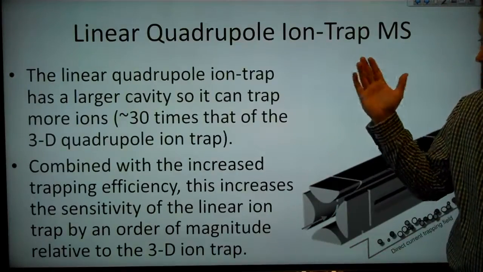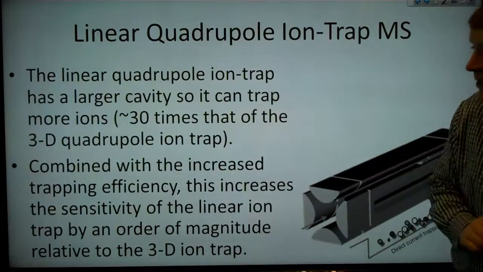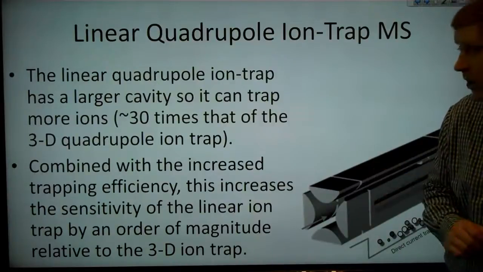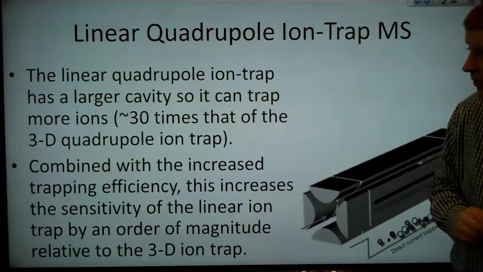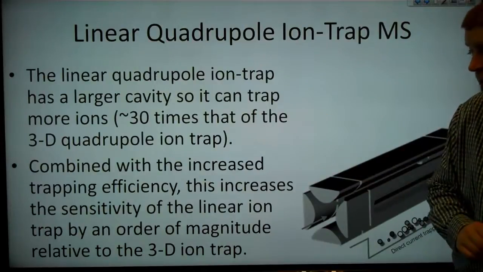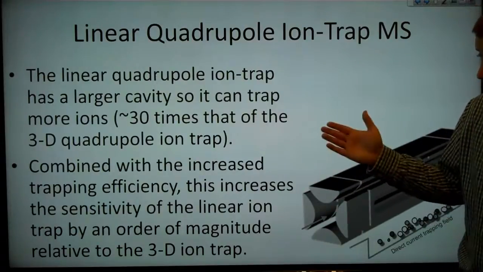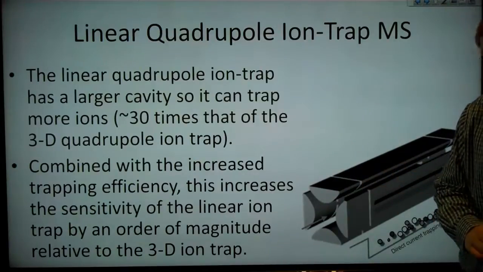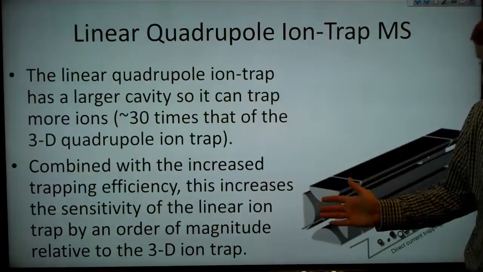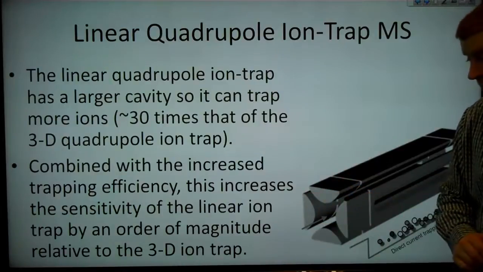And the linear quadrupole ion trap has a larger capacity because it's just physically larger, and thus it can trap more ions, so something like 30 times more than the three-dimensional quadrupole ion trap. And combined with the increased trapping efficiency, this increases the sensitivity of our linear ion trap by an order of magnitude relative to the three-dimensional ion trap.